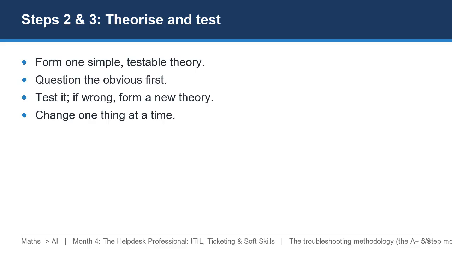Steps 2 and 3 go together. First, establish a theory of probable cause. Form one single, testable theory, and start with the most likely and simplest cause. Question the obvious, a wrong password or a loose cable before a failed motherboard. Then test that theory. If it's right, you've found the cause. If it's wrong, form a new theory rather than guessing wildly. And always change one thing at a time, so you know exactly what affected the result.